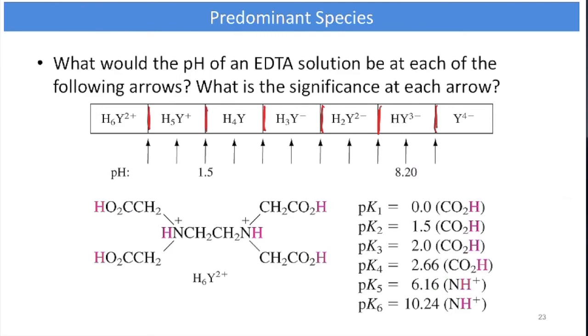So we can fill out the pKa's pretty easily. Again, this is going to be 0, 1.5, 2, 2.66, 6.16, and 10.24. And the ones in the middle would just be halfway in between each of those pKa values that we've listed. So we'd have like 0.75, 1.75, and so on and so forth.